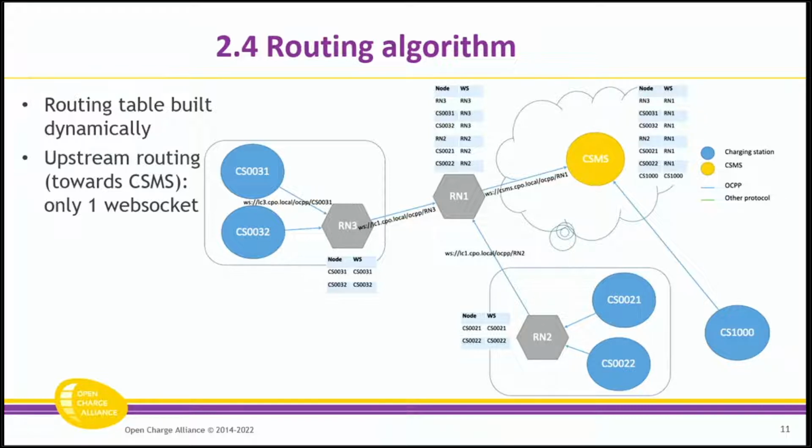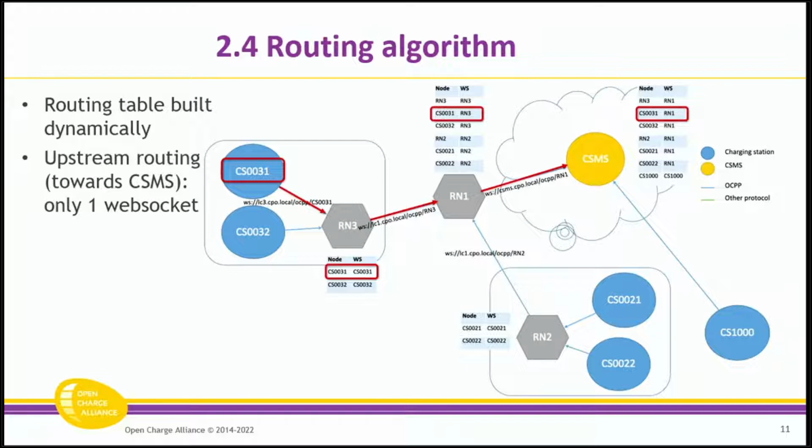And when a charging station first connects, for example, it first sends its boot notification. I will show you the flow here. Here the station CS31 sends a message, which goes to the routing node. The routing node knows, okay, this WebSocket is this charging station. The routing node forwards it to the next routing node. And this routing node now knows from this moment on, okay, charging station 31 can be reached over this WebSocket coming from routing node 3 in this case. And that forwards it to the CSMS. And now the CSMS knows over which WebSocket it can reach this charging station.